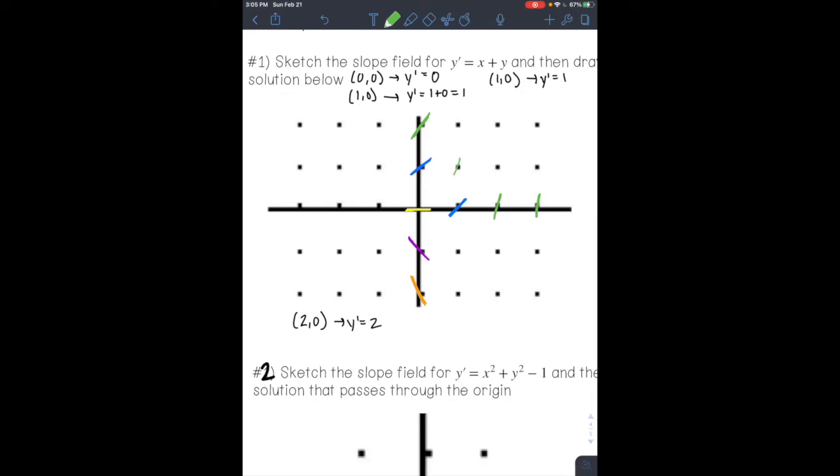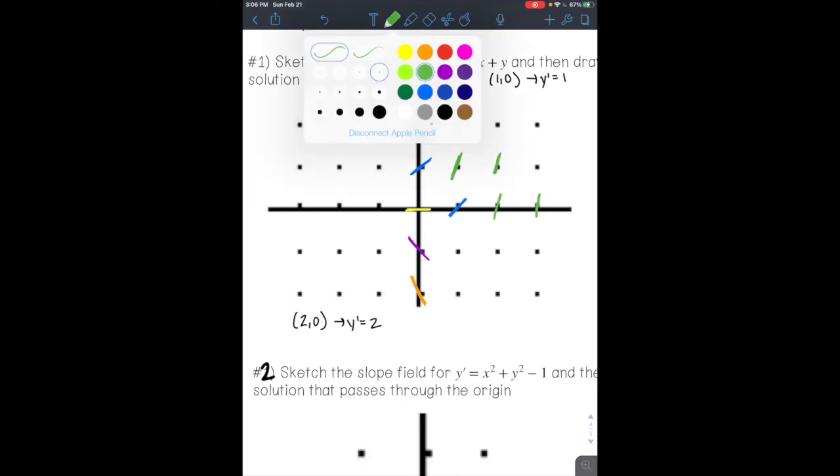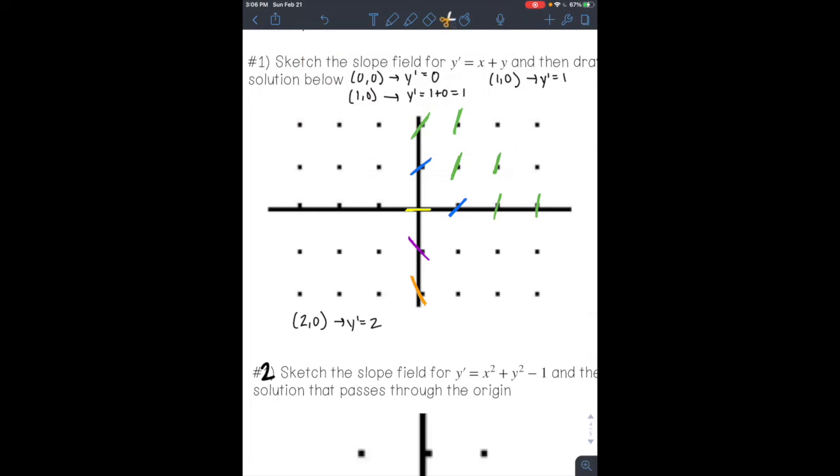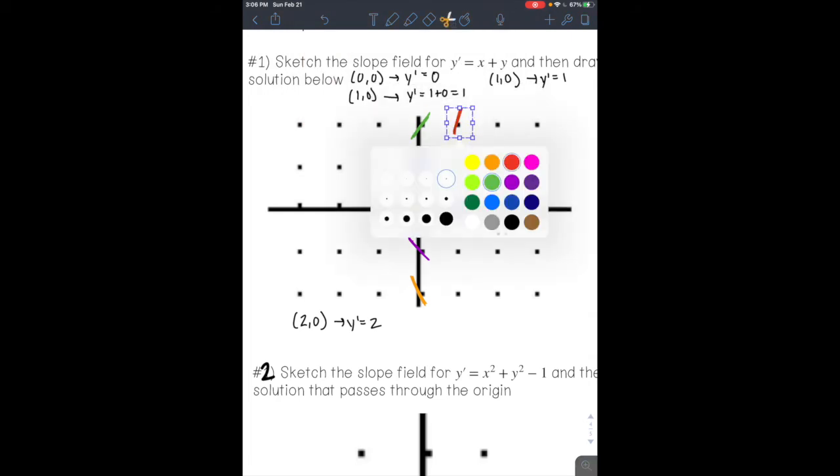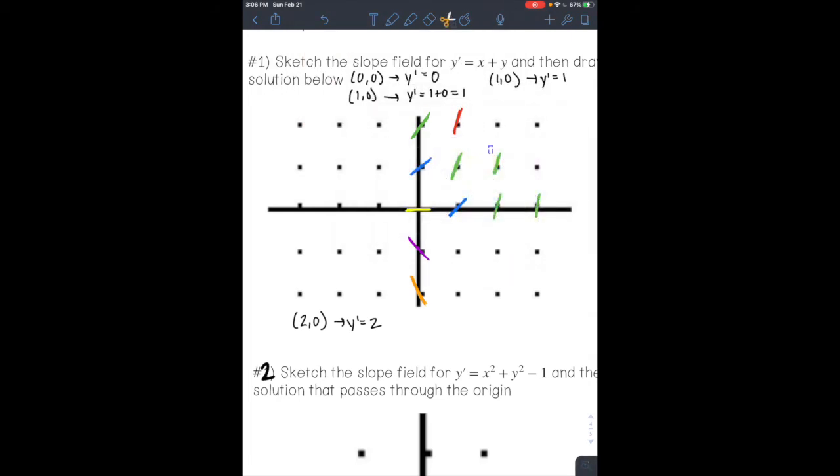Okay, so I got the point 1, 1, so I'm going to get a slope of 2. Okay, at 1, 2, I'm going to get a slope of 3, so even steeper. Do our best. Okay, we've got 2, 1, slope of 3. I'm actually going to go through and I'm going to make those red.